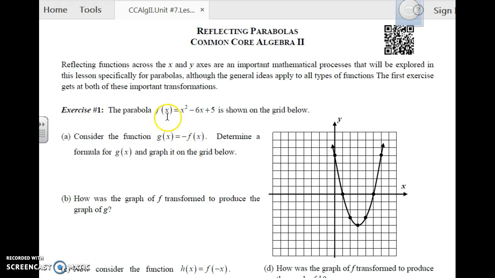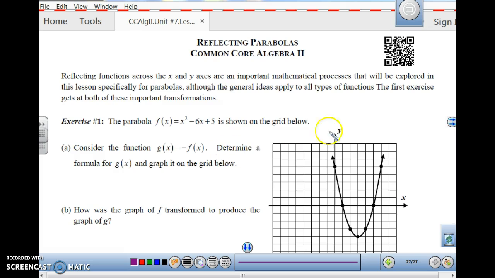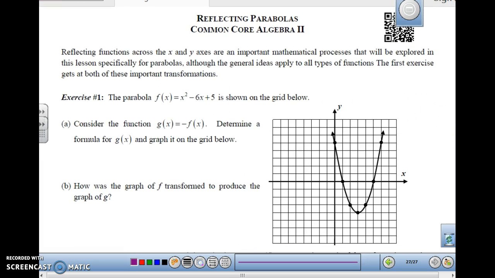All right, the parabola f of x equals x squared minus 6x plus 5 is shown on the grid below. Consider the function g of x equals negative f of x, and determine a formula for g of x and graph it on the grid below.